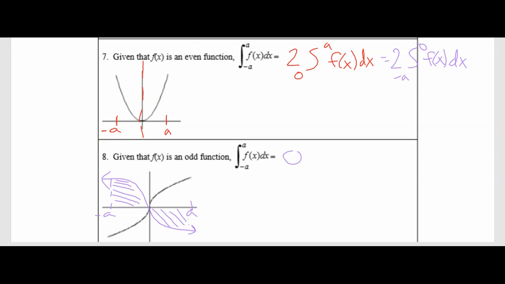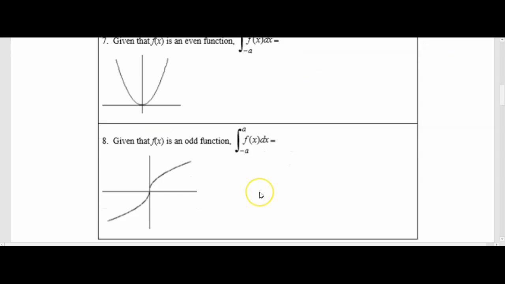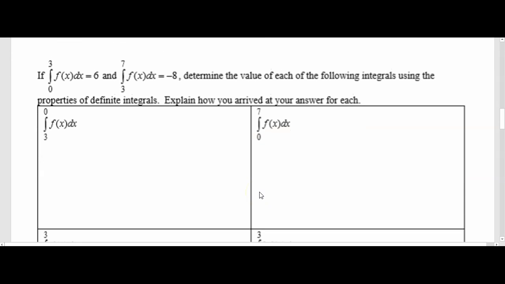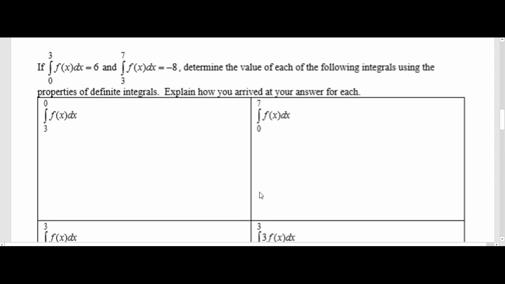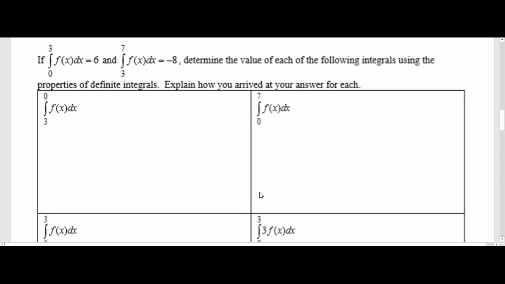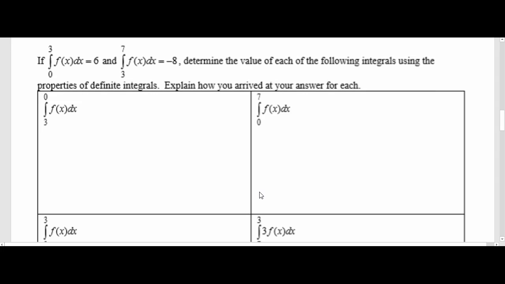So those are the integral properties we're going to look at today, and now we're going to apply them to a variety of different questions. And I think we're just going to do 1 and 2 together. So the top 2 questions, and then you can practice the other ones on your own or during class, and then we'll take a quick look at the last page before we're done.